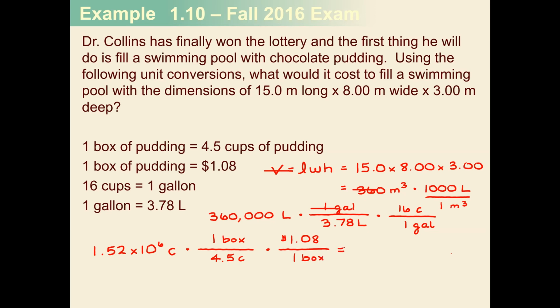If I do that, I now should have a dollar figure. And if I do this calculation correctly, I should get $365,714. With sig figs, it's probably best, just to make sure that I am safe here, that I should account for $366,000. Now, many of you are going to sit there and say, would Dr. Collins really do that? Well, if I won the lottery for $250 million, $366,000 to have a swimming pool full of pudding doesn't seem like a terrible idea.